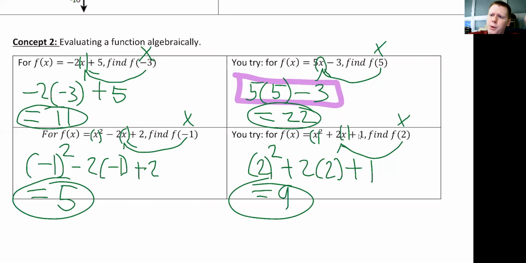And that's how you evaluate a function algebraically. Basically, you're just plugging in your input or your x value in, figuring out what your y value equals. So let me know if you have questions. Hopefully this was helpful, but I'll be kind of walking around seeing how you're doing with your Delta Math today.